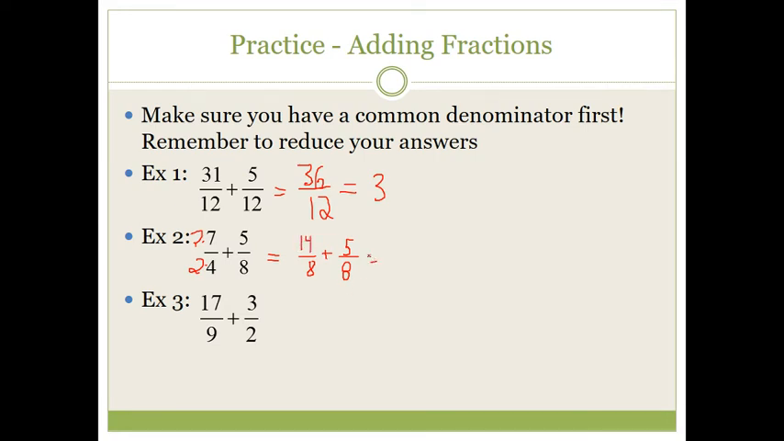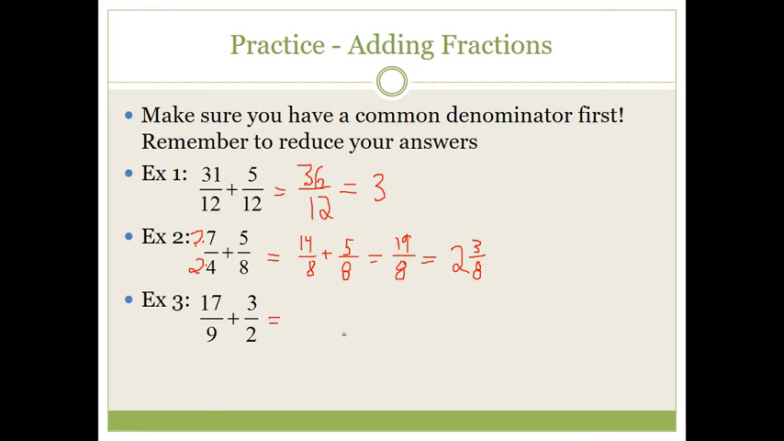Now we can go ahead and add the numerators. So 14 and 5 is 19 over 8. And now this is an improper fraction, so I'm going to convert it to a mixed number. So 8 goes into 19 2 whole times, and then it leaves us a remainder of 3, because 2 times 8 is 16, and that's 3 away from 19. And then I leave the denominator the same. If I could reduce this fraction here, I would, but 3/8 doesn't simplify any further.